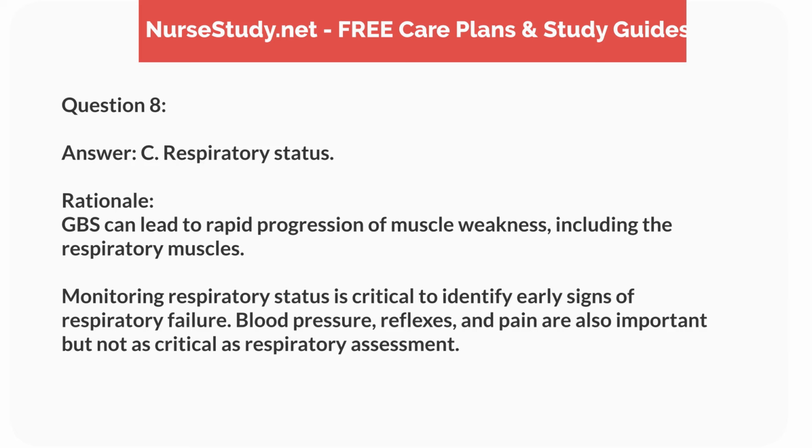Answer C. Respiratory status. Rationale. GBS can lead to rapid progression of muscle weakness, including the respiratory muscles. Monitoring respiratory status is critical to identify early signs of respiratory failure. Blood pressure, reflexes, and pain are also important but not as critical as respiratory assessment.